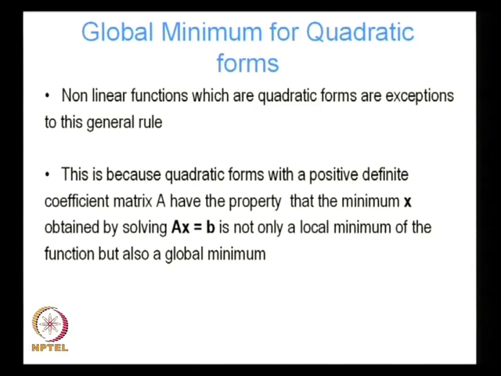So, nonlinear functions which are quadratic forms are exceptions to this general rule. They will always converge to the global minimum. This is because quadratic forms with a positive definite coefficient matrix A have the property that the minimum x obtained by solving Ax equal to b is not only a local minimum of the function, but it is also a global minimum of the function.